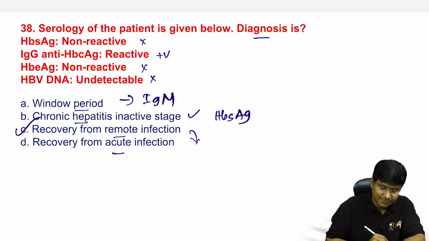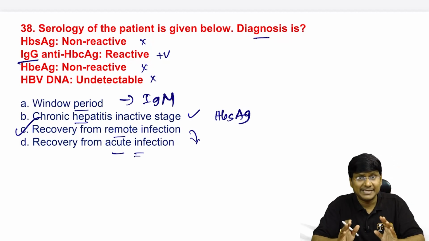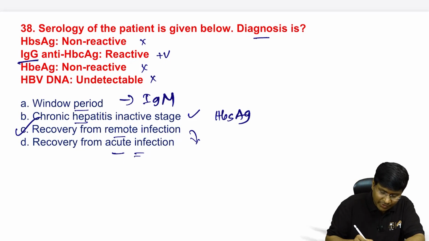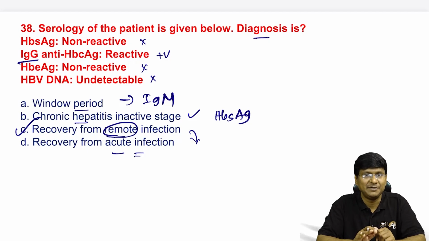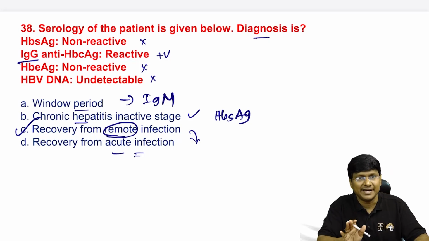is the correct answer. Once the individual is recovering from remote infection, that is when you have the IgG being positive. Whereas in acute infection, the individual will have the IgM anti-HBC positive. So in remote infection, please remember, only IgG anti-HBC will be positive, whereas surface antigen and anti-HBs will be negative, and envelope antigen also will be negative.